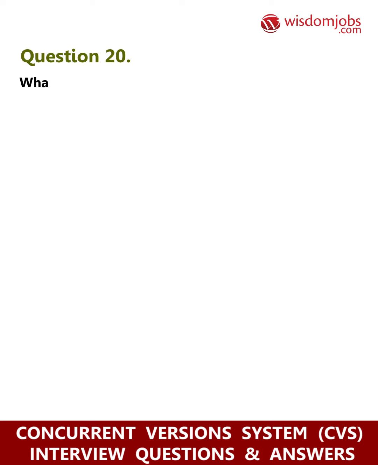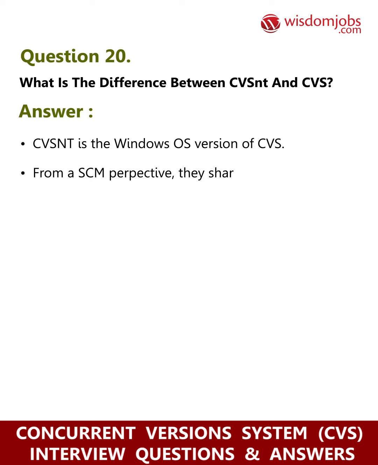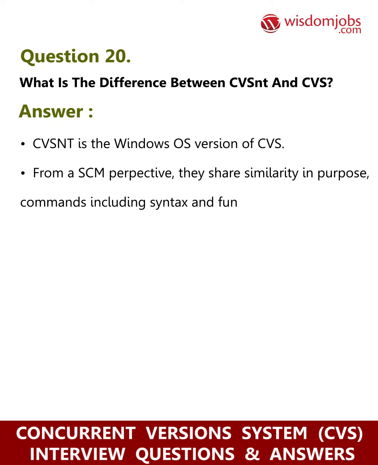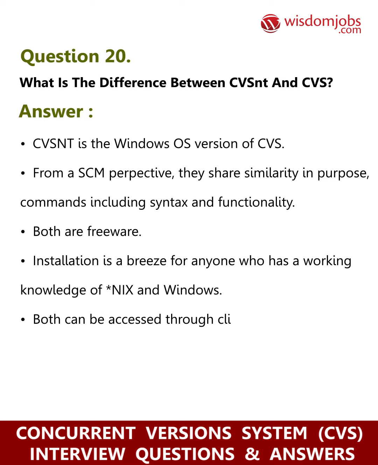Question 20. What is the difference between CVSNT and CVS? Answer. CVSNT is the Windows OS version of CVS. From an SCM perspective, they share similarity in purpose, commands including syntax and functionality. Both are freeware. Installation is a breeze for anyone who has a working knowledge of *nix and Windows. Both can be accessed through clients.